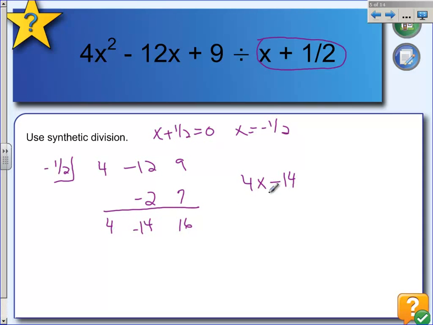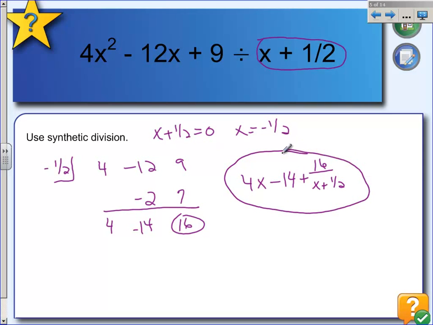We're going in descending order. This 16, this is the remainder. So I'm going to write this as remainder over divisor. And that is my quotient.